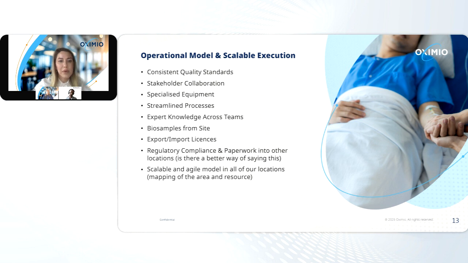So, to sum up, at Oximio, our operational model is built around flexibility, global contingency, and local adaptation. We have successfully implemented our cell and gene therapies logistics model across multiple locations, including Ukraine as a pilot, and then expanded to Georgia and Israel, proving its ability to scale under diverse regulatory and infrastructure conditions.